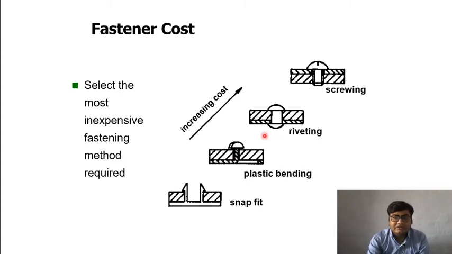And if even riveting is not possible, then only we should go for screws and fasteners, because from bottom to top our cost is increasing and our assembly time is increasing. So we try to achieve this first. Snap fit is our first option, then plastic banding, then consider riveting, and if it is not possible, then only go for screwing.